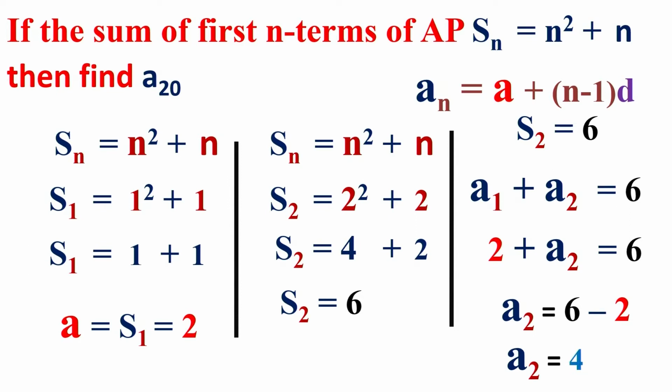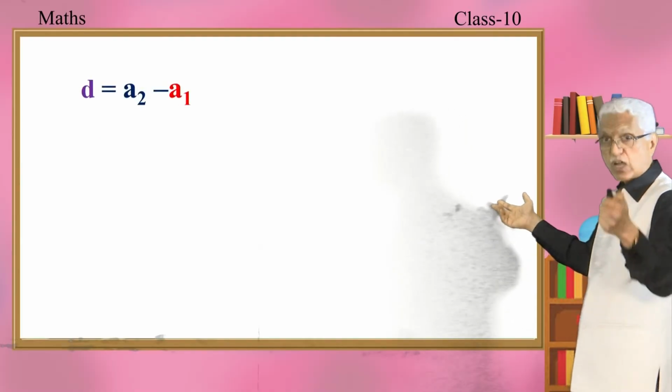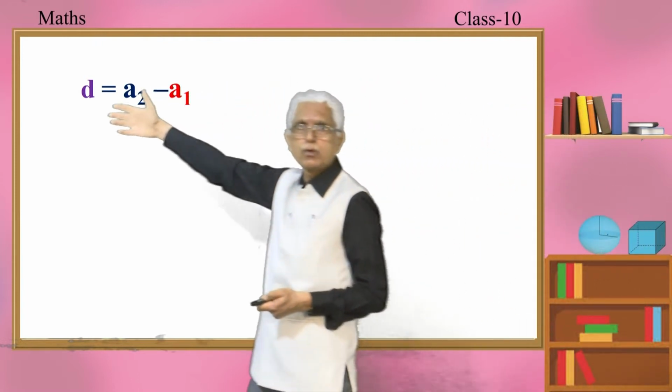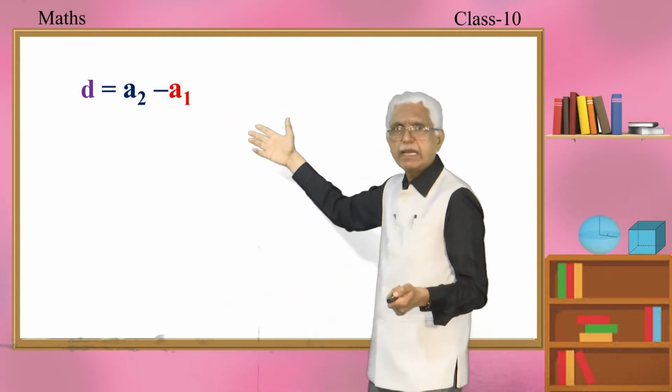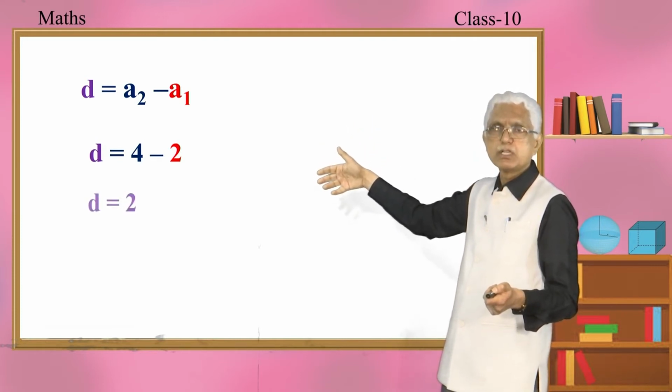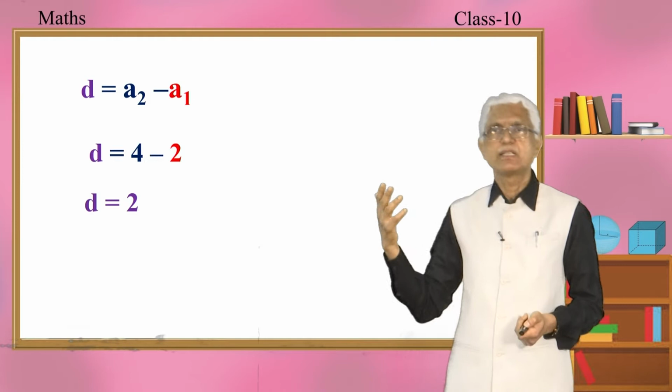What is the advantage of knowing the first term and the second term? Sir, I can find the common difference, sir. Please do that, sir. Okay, please do that. So, common difference is second term minus first term, right? It is A2 minus A1. A2 was how much? 4. A1 was how much? 2. 4 minus 2 is 2. So, common difference is 2.